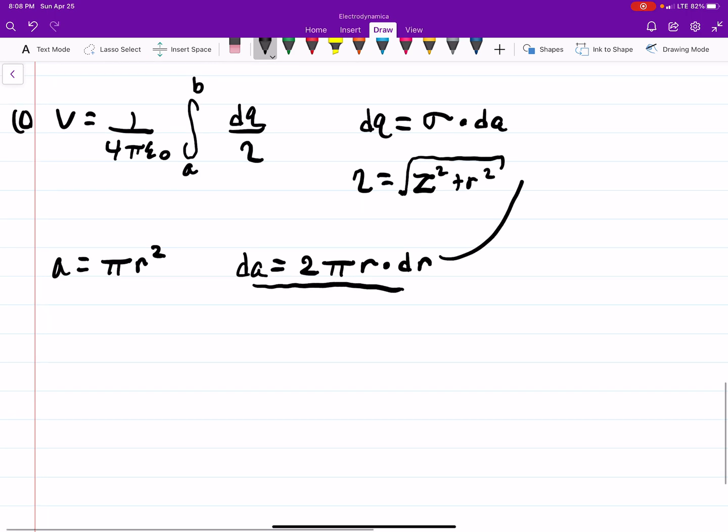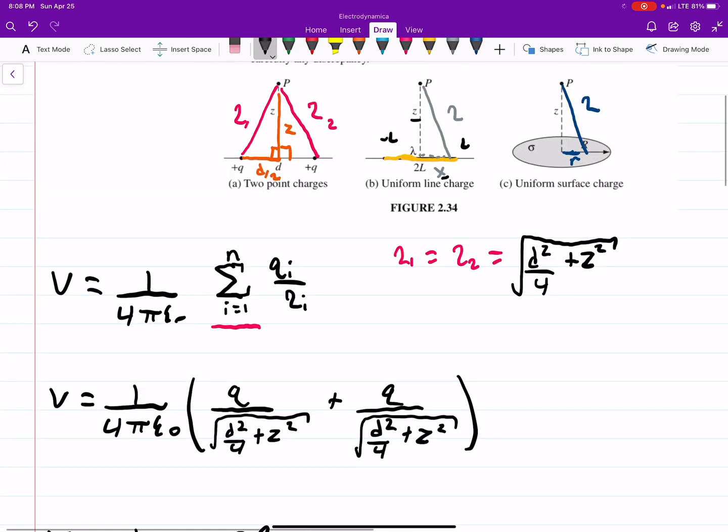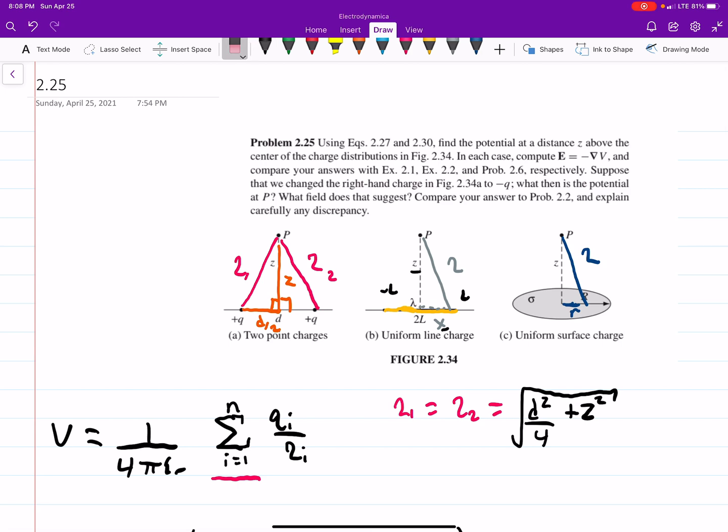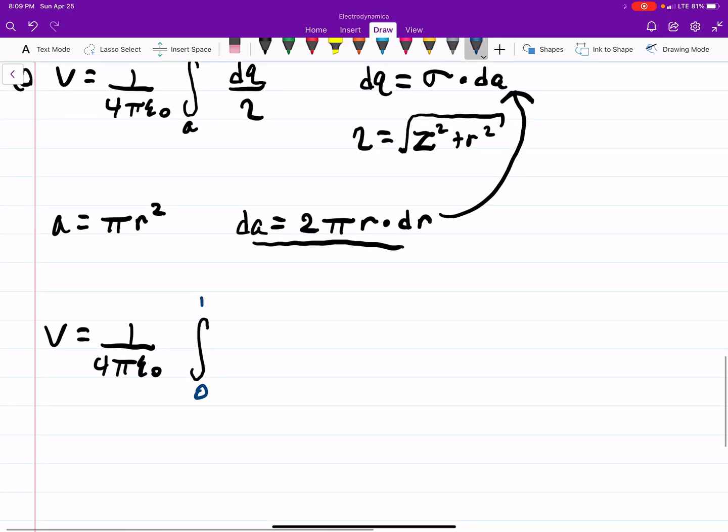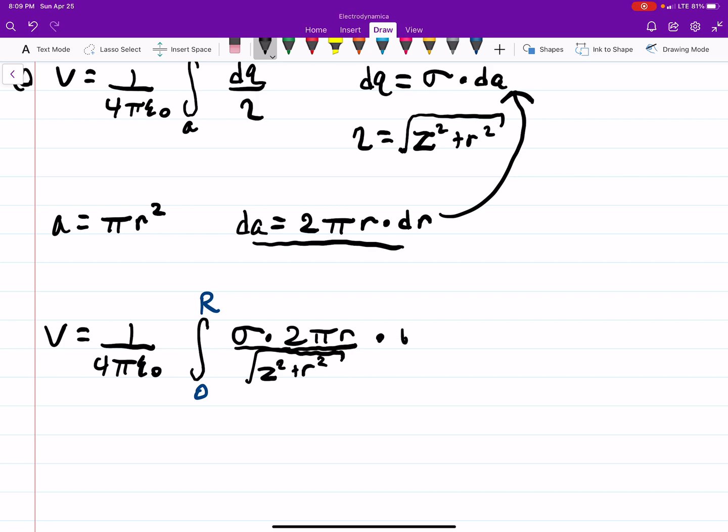So this will be plugging into our dA here. So then our potential is 1 over 4 pi epsilon naught. If you think about our bounds of integration, we want to go from this center all the way out to the surface there at R. So our bounds of integration will go from 0 to big R. We said dq is sigma times 2 pi r dr, I'll put that up there. This is our script r, times dr.